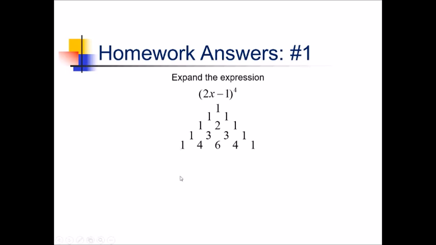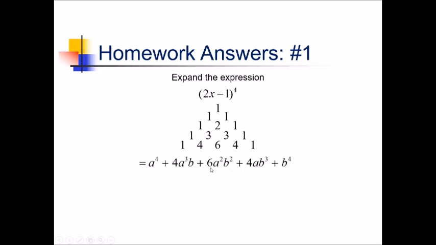So we'll start with 1, a to the 4th, b to the 0, or just simply a to the 4th, plus 4, a cubed, b to the 1st, plus 6, a squared, b squared, plus 4, a to the 1st, b to the 3rd, plus 1, a to the 0, which we don't have to write, b to the 4th.